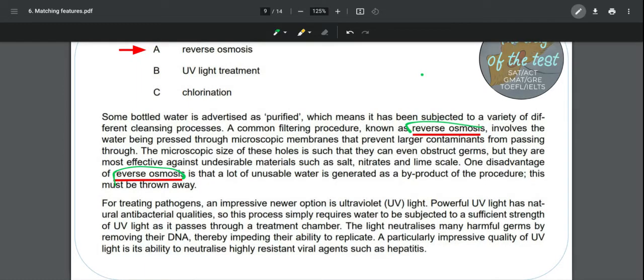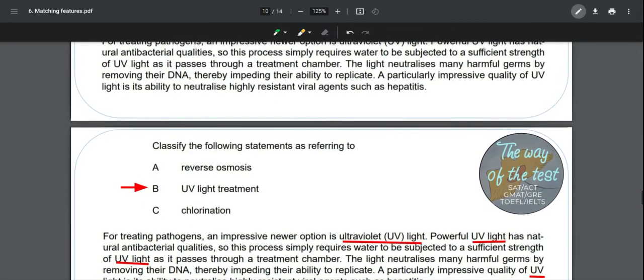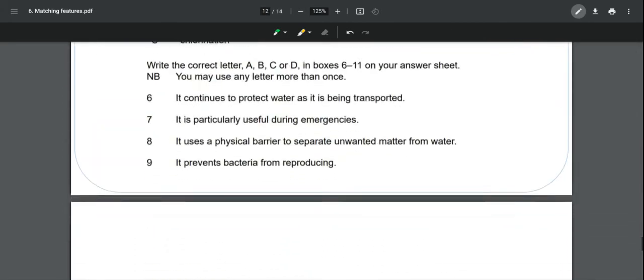So what does it say about reverse osmosis? It says it's a common filtering procedure. So reverse osmosis is a filtering procedure and it involves the water being pressed. So it's describing what it is. And then it says one disadvantage is that it has a lot of unusable water as a byproduct, and the water has to be thrown away. Again, every alternative, every number that says any of these, will be matched with A, with reverse osmosis. Now we go ahead and do the same for B, although we pretty much have to match it here, okay?